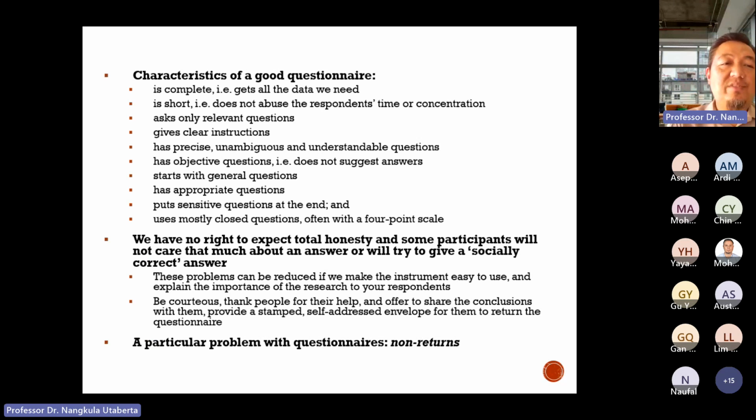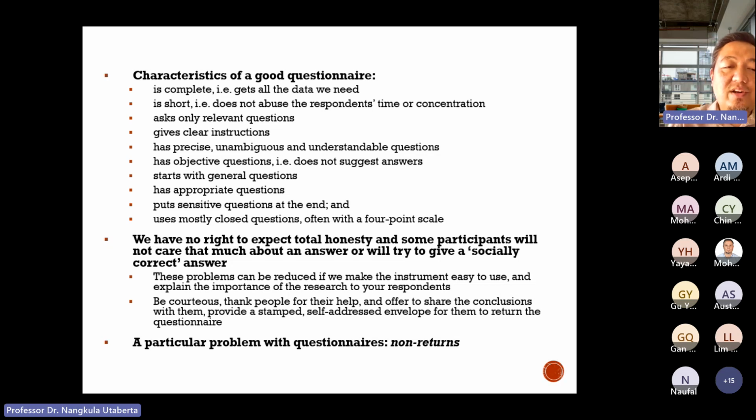What is the characteristic of a good questionnaire? If you are choosing a questionnaire as your source of data, it should be complete; I mean, it covers all the data we need. It should be short, so you don't abuse the respondent's time and concentration. Ask only relevant questions. Give clear instructions. Questions should be precise, unambiguous, understandable and objective. Ask appropriate questions; don't ask sensitive questions. Sometimes they use a 4-point scale.